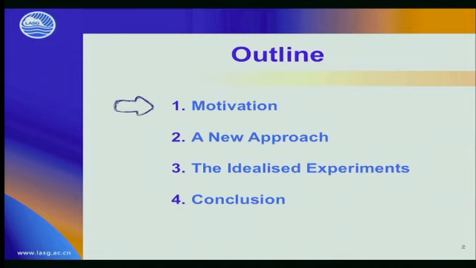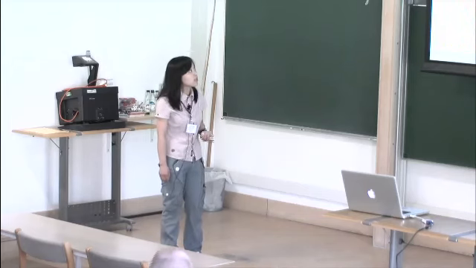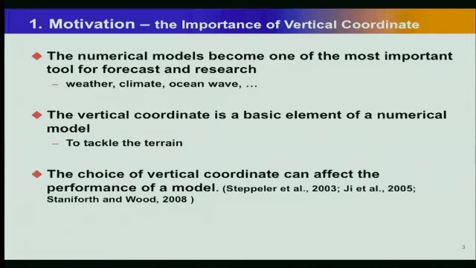First, we are going to talk about the motivation. As we know, the numerical model becomes more and more important for forecast and research. Since the numerical model always uses the scalar equations, the coordinate is the basic element of it, especially the vertical one, because it's associated with handling the terrain. And the choice of the vertical coordinate can affect the performance of a model. That is why we chose this topic.